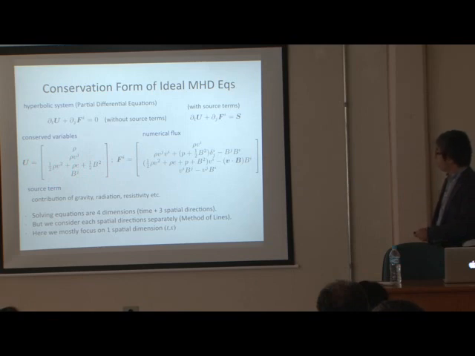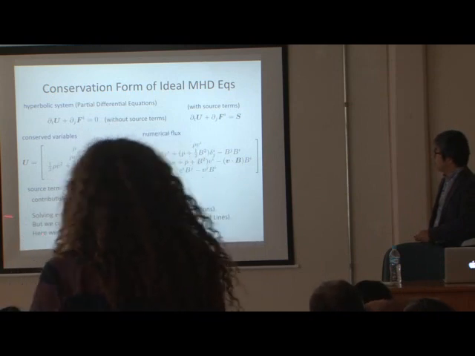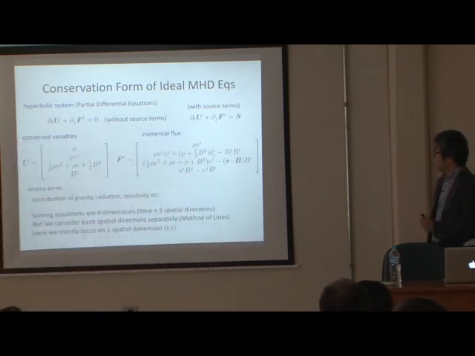The flux also has a component for each: the density part, momentum flux, energy flux, and the v cross B term comes in there. The source term I couldn't write here, it's unspecified, but usually it is the contribution of gravity or radiation or resistivity or something coupled with that. So we are solving this equation in 4 dimensions, including 1 time and 3 space dimensions. But we consider each spatial direction separately. Later I can talk about this a little bit. This is the method of lines, we say. Here we mostly focus on one spatial direction, so only t and x.